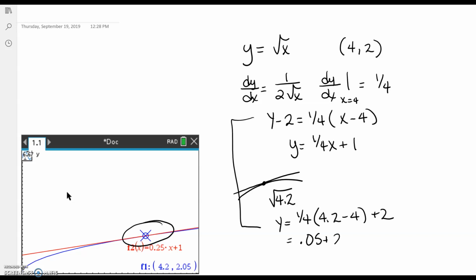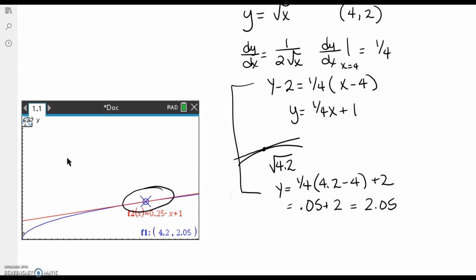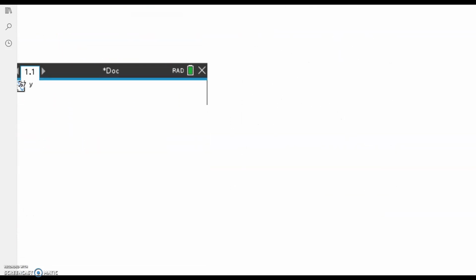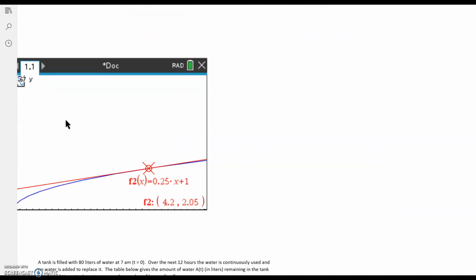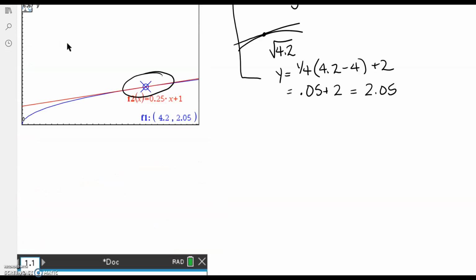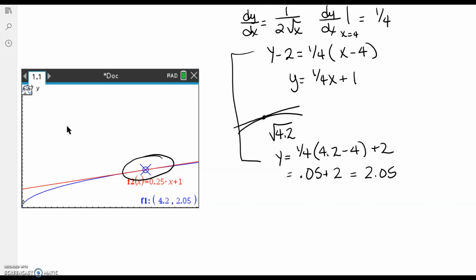0.05 plus 2. And so the point on the line right here, in this slide, I'm actually on the line, and you can see that when I put in 4.2, I get out 2.05. So that's my approximation of the square root of 4.2. But if I go back up here and I'm on the curve, I'm within 1/100th.